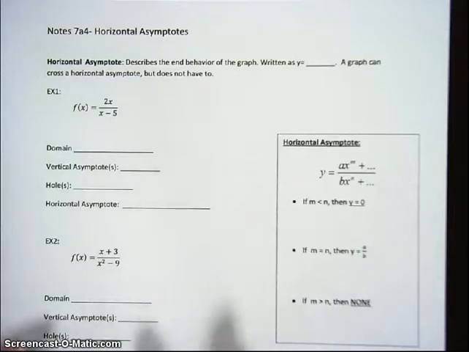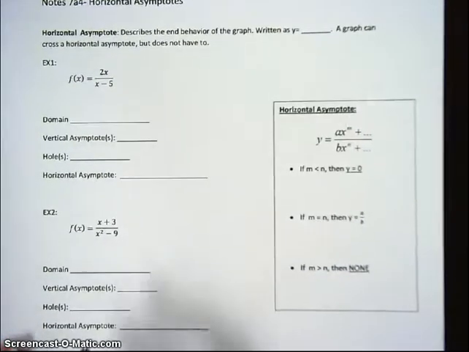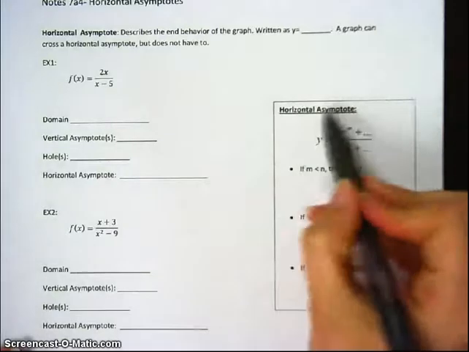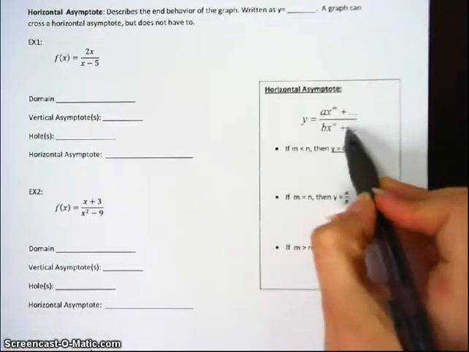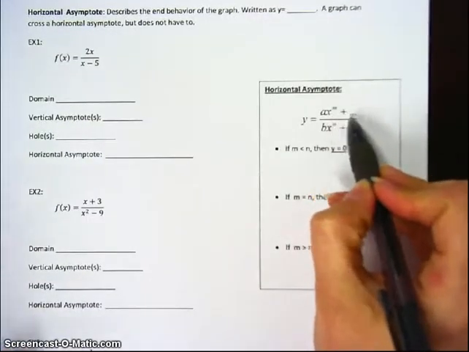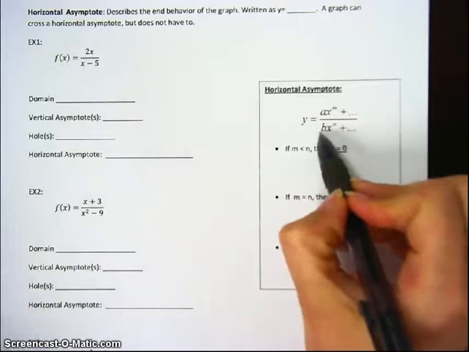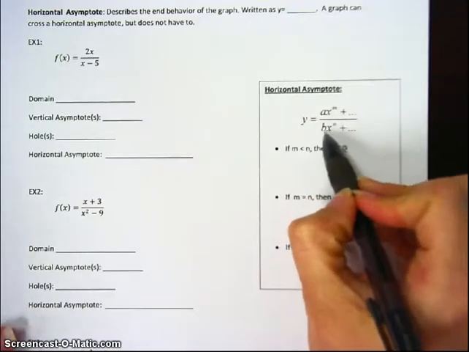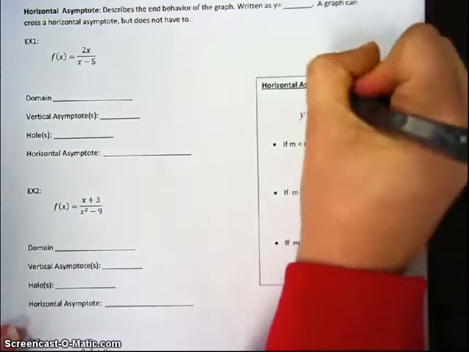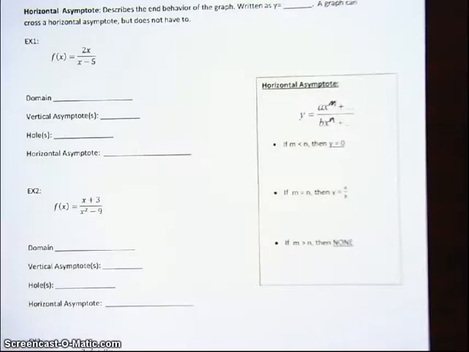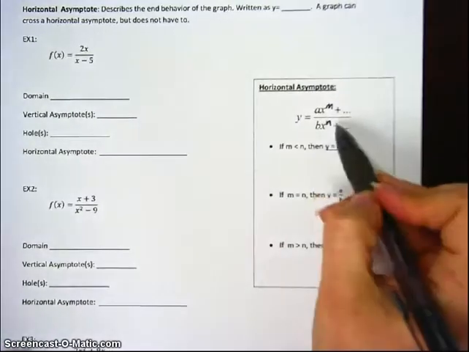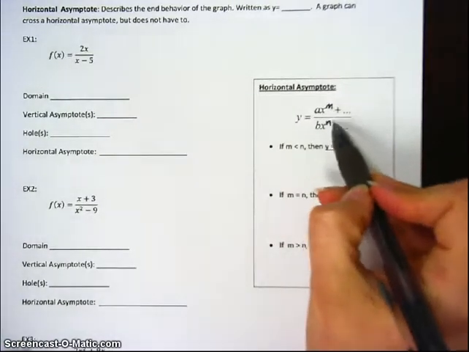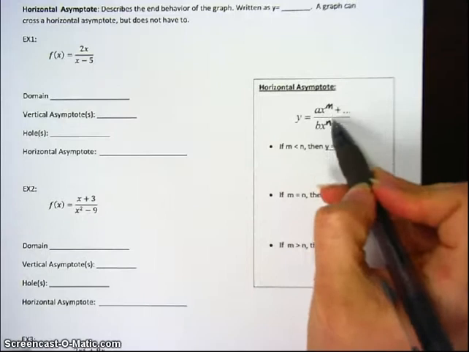So, looking at our first example, actually let's describe our horizontal asymptotes. When we're looking at our rational equations, we've got a x to the m plus all the rest of the graph over b x to the n. This is an m, this is an n. I know it's hard to see. When we look at this, we're going to look at the exponent of our leading coefficient, so the highest exponent.